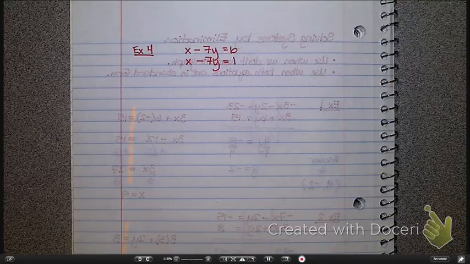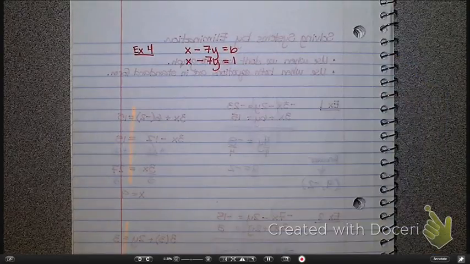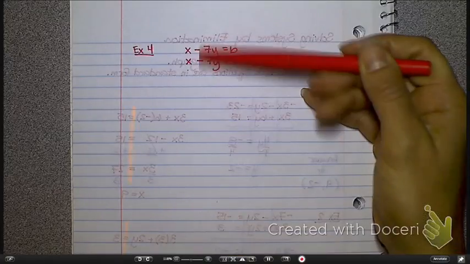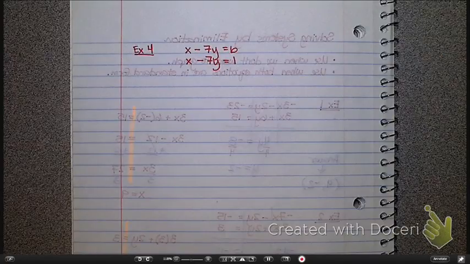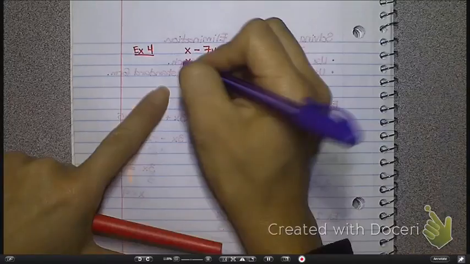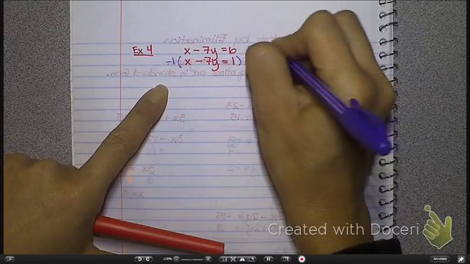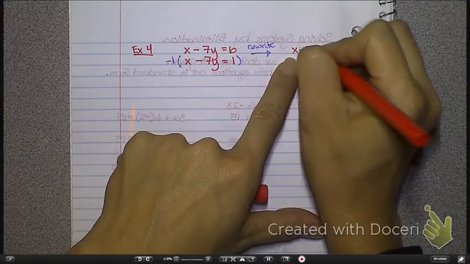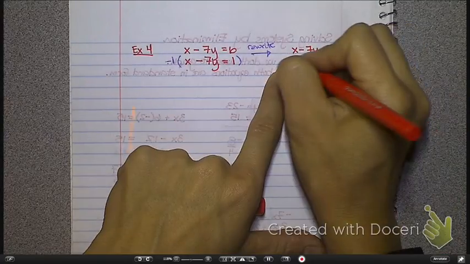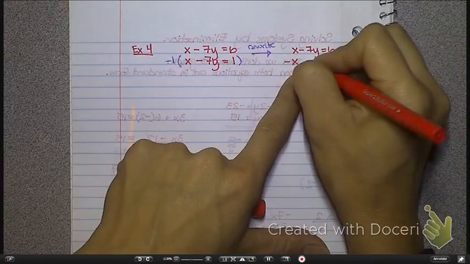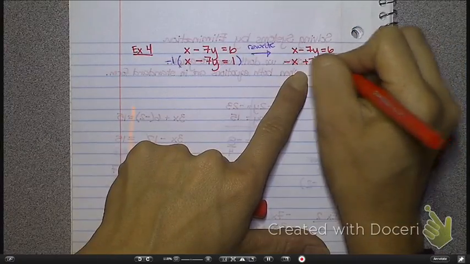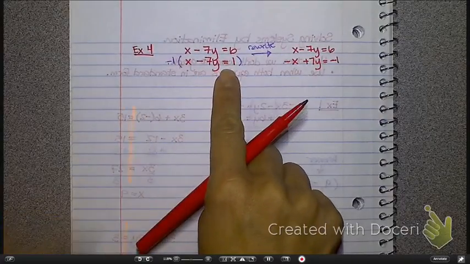Okay, is anything here going to cancel when I start adding? Yeah. x plus x, what's that? 1 plus 1 makes what? 2. That's not going to cancel. -7 and -7, are those going to cancel? No, that makes -14, right? So do I need to multiply one of these rows by a negative? Yeah, let's multiply the bottom by a -1, and then we're going to do our rewrite. Okay, so we get x minus 7y equals 6. Then we get -x plus 7y equals -1, because everything here is changing signs, right?